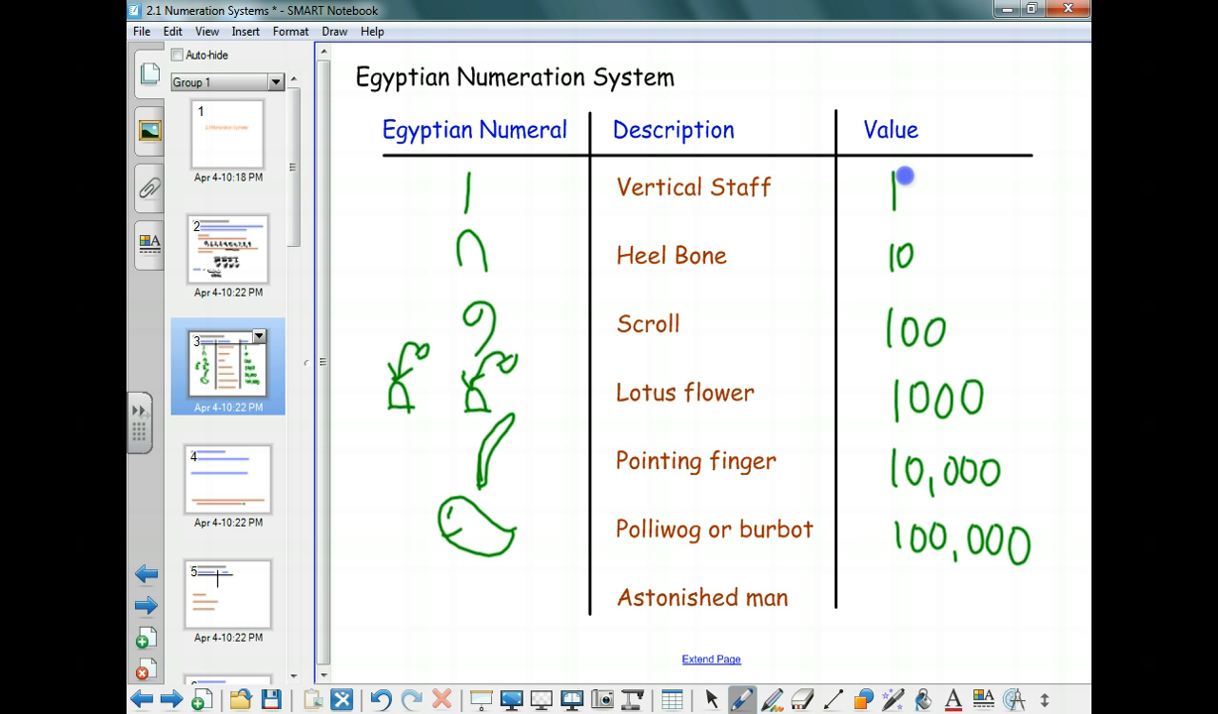But for sure the most exciting one is the astonished man. And this symbol looks a little bit different in your book than it does in my contemporary math book. So we're going to draw it the way that this book does, which looks something like this. And I think he's astonished because he's worth 1 million.